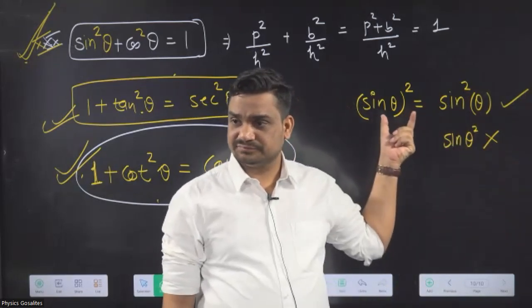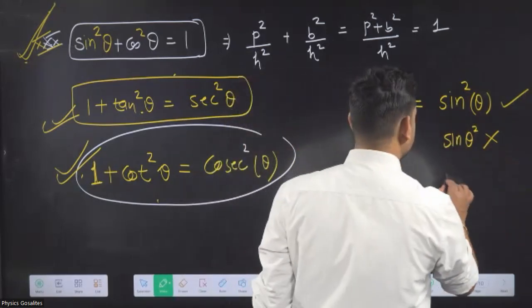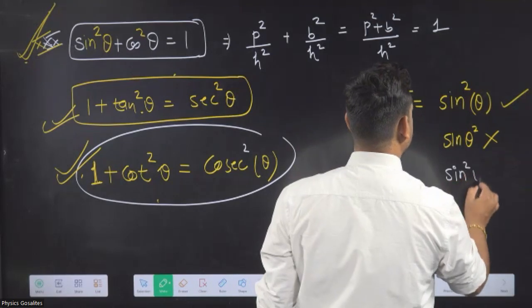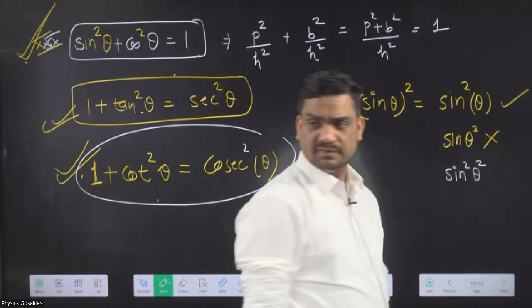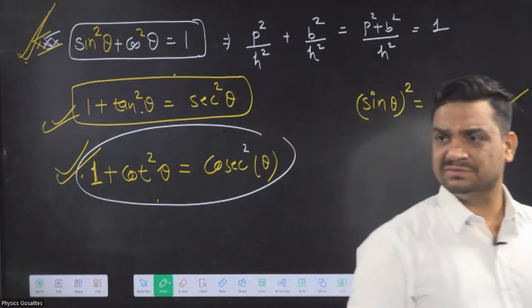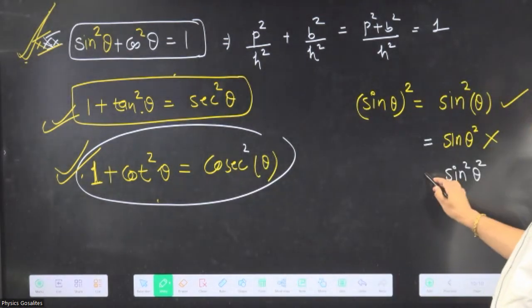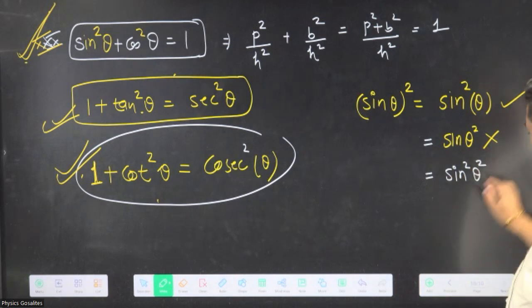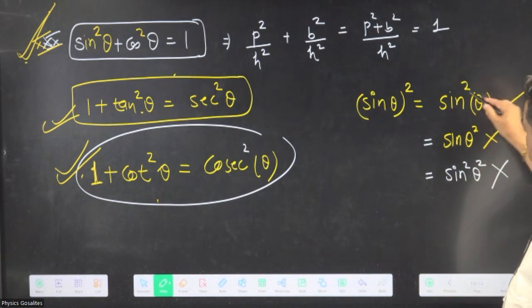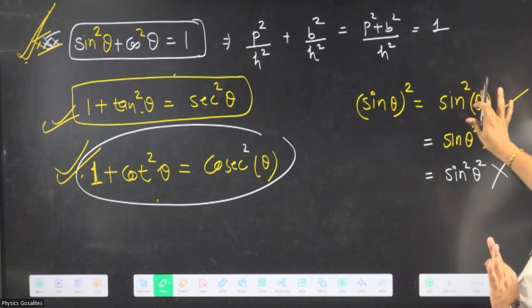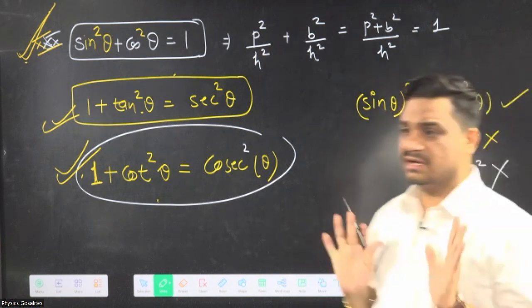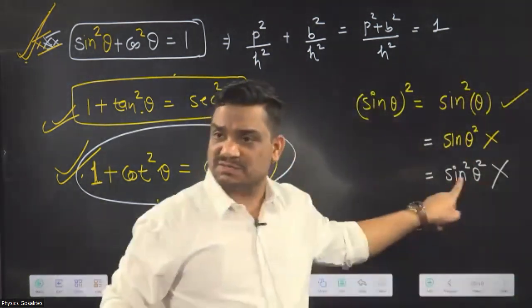See here. Can I write like this also? Sine square theta square. Can I write this way? What do you say? Can I write this way also? This is also wrong. Only you can write like this: sine theta whole square as sine square theta. Clear? So never make this mistake.